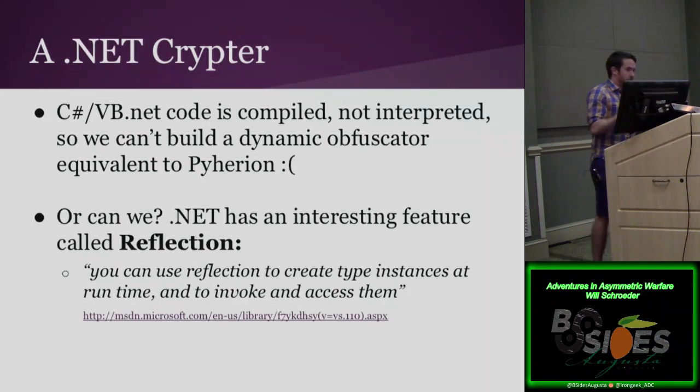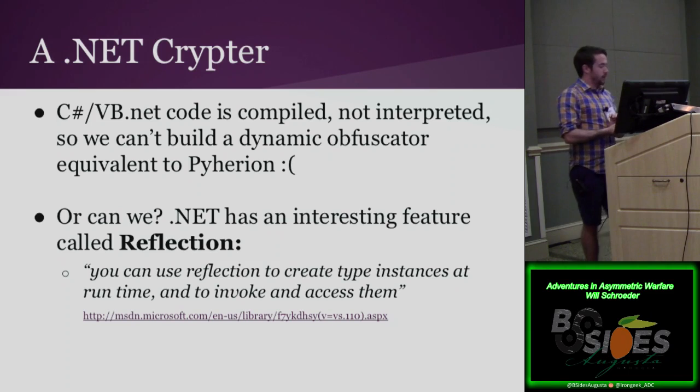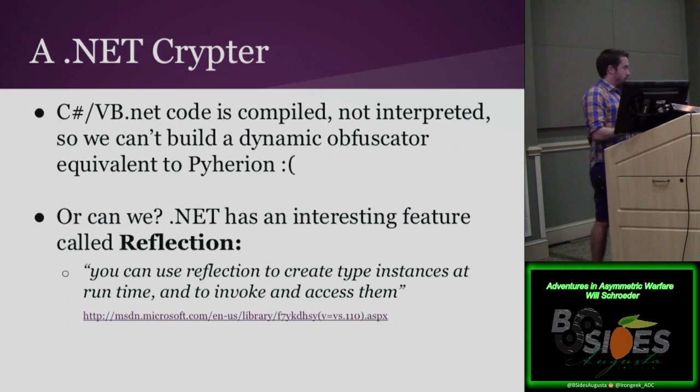The last cool little thing releasing is this. Because C# and VB.NET code is compiled, not interpreted, you can't build the kind of little dynamic obfuscator like you can in a scriptable language like Python or Ruby. But .NET has a really interesting feature called reflection, taken from the Windows documentation. You can use reflection to create type instances at runtime and then invoke and access them.